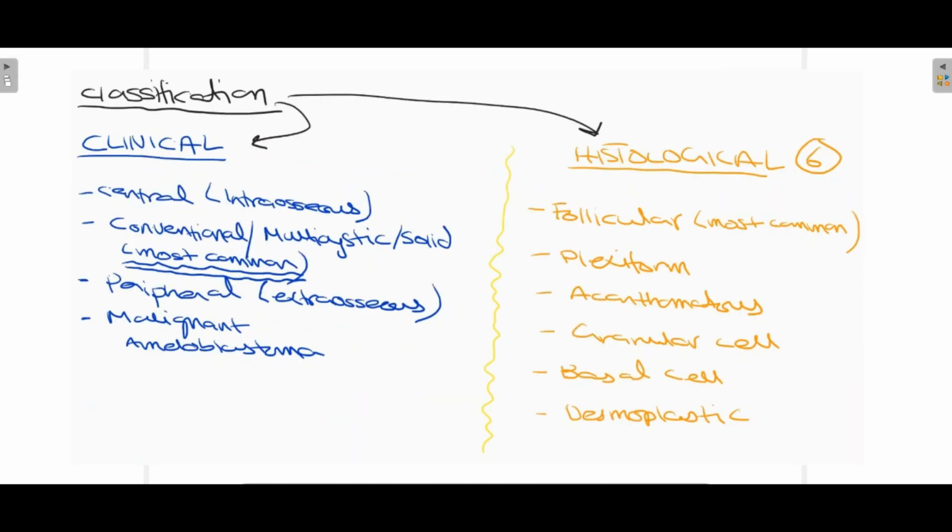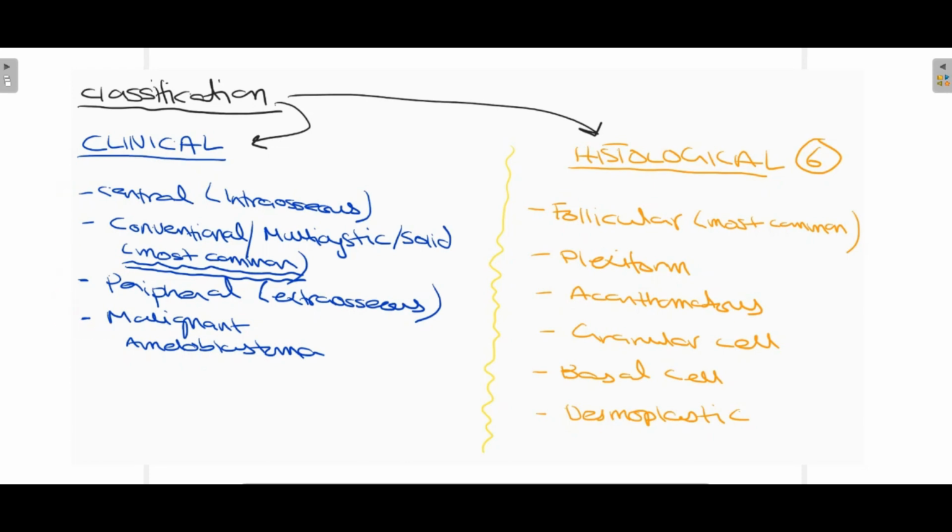Now there are two ways to classify ameloblastoma. Either there is clinical classification or there is histological classification. In clinical classification we have central, which is intraosseous ameloblastoma. Then we have conventional, also called multicystic or solid. This is the most common ameloblastoma that is encountered in clinical OPDs. Third is peripheral, which is extraosseous ameloblastoma, which is not that common, and malignant ameloblastoma, which is the rarest among these four.